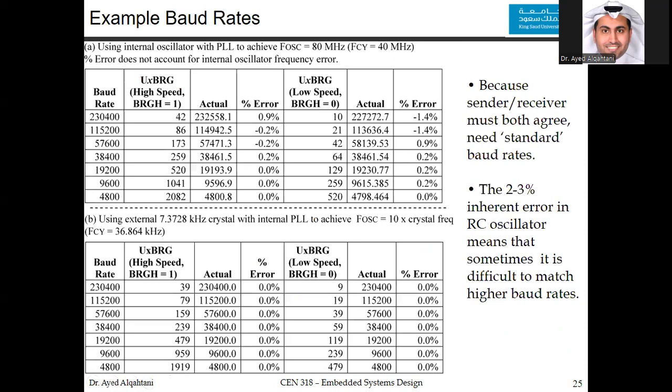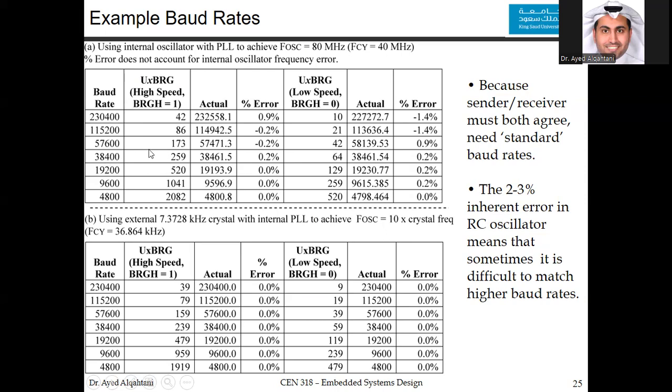We will mention them quickly. There is actually more discussion about this in any communication course. However, there are certain baud rates that you should choose. You should choose one of them: 4,800, 9,600, 19,200, 38,400, 57,600, and so on. These are the choices that you can make.